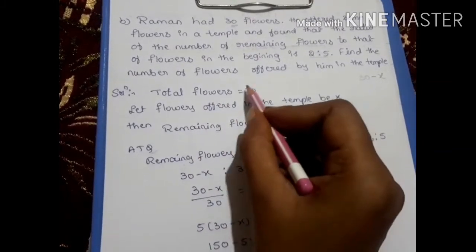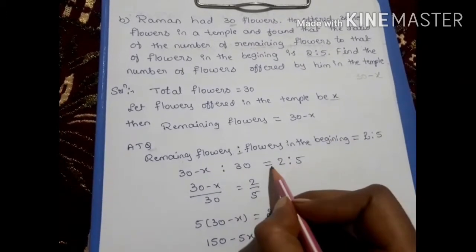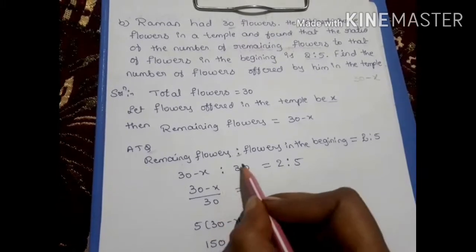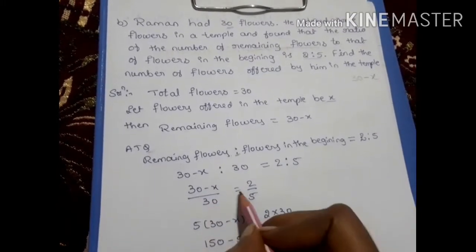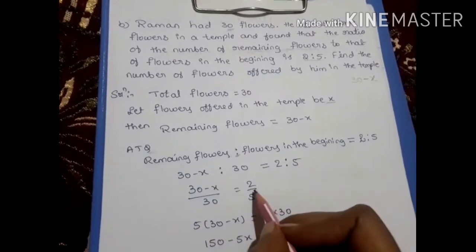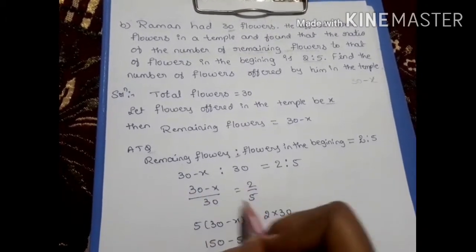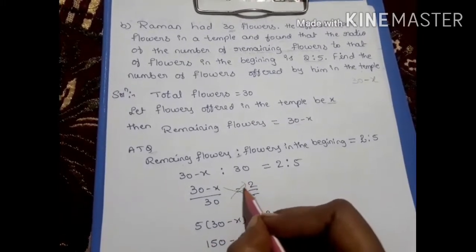How many flowers did he have? 30 flowers. So write down 30. Flowers in the beginning, 30, is equal to 2:5. Write as it is. This is a ratio. A ratio can be written as a division. 30 minus x divided by 30 is equal to 2:5, which can be written as 2/5. Now you got the linear equation. For the simplification, go for cross multiplication.